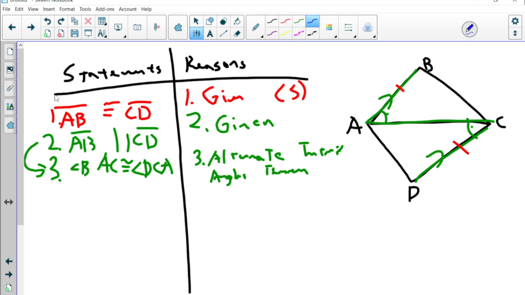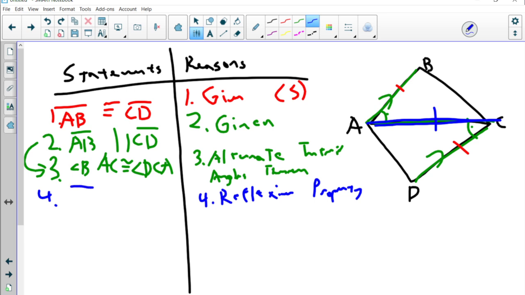All right, now we go to the next piece of given information, but there isn't one. So now we turn to the diagram, and we look at the diagram and we see, what is it? It's reflexive property. So for step 4, we're going to do reflexive property. So that tells us our reason. So what are we going to put for our statement? Where was that reflexive property? AC congruent to, well, itself. And why? Reflexive property. It's a common side in the triangles.